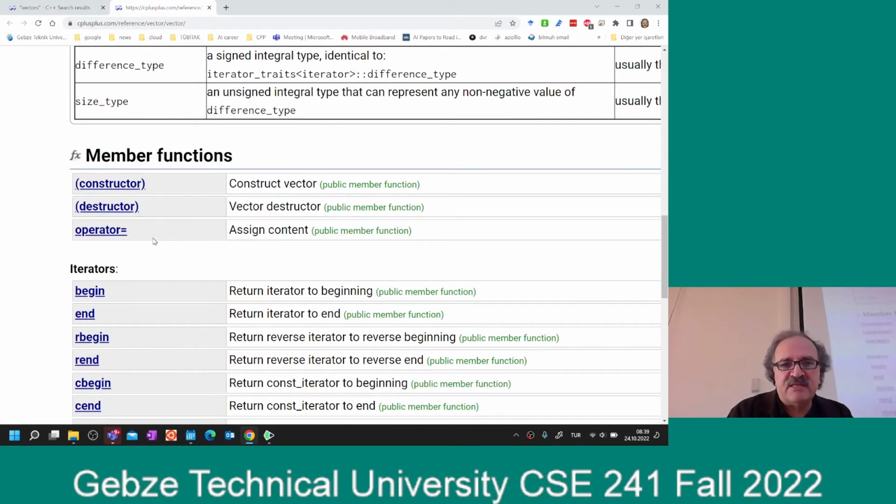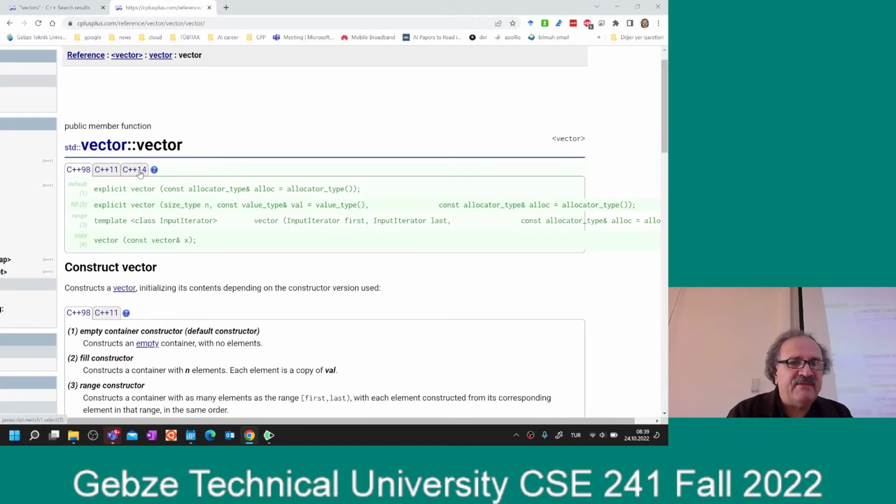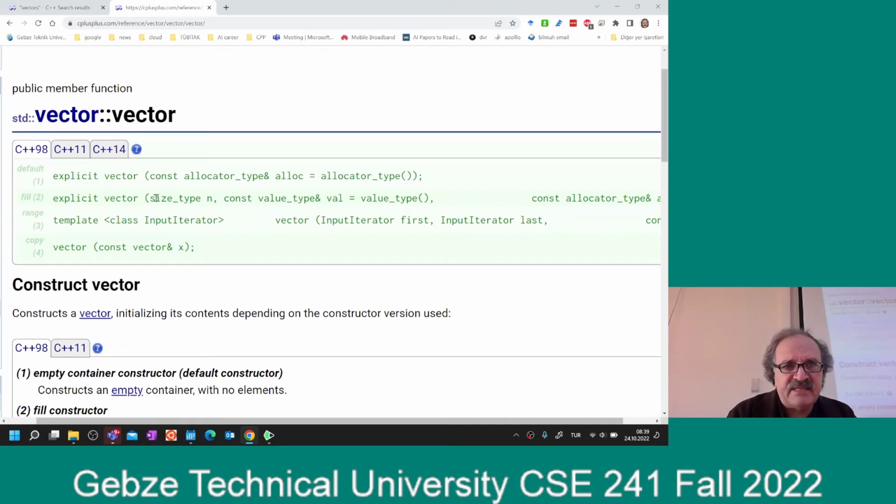So these are the constructors, and the assignment operator is overloaded. You don't know what this structure is. Let's look at the constructors, actually. As you see, 98, 11, and 14. The one that we are using as the constructor is, I guess, this one. When we say vector integer 100, we are using this one. It looks like there is a default argument. You can specify it, so you may say that I am going to initialize my elements with this value.